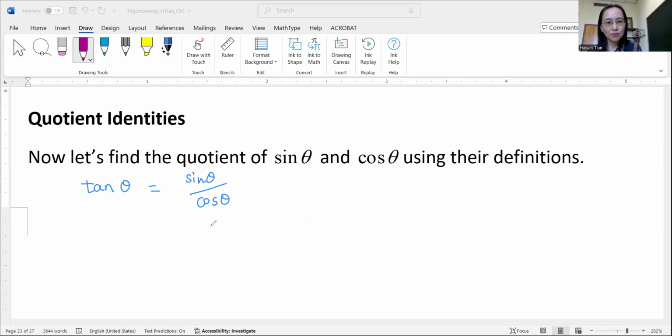How do I prove it? So let's give a quick proof, because recall that sine theta is y over r. Cosine theta is x over r.